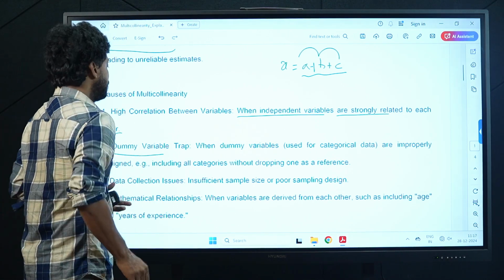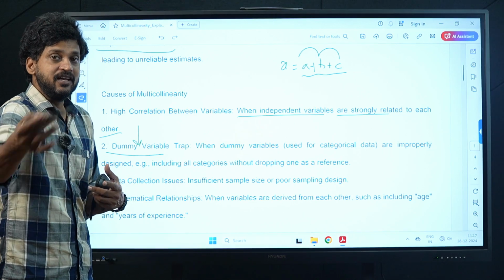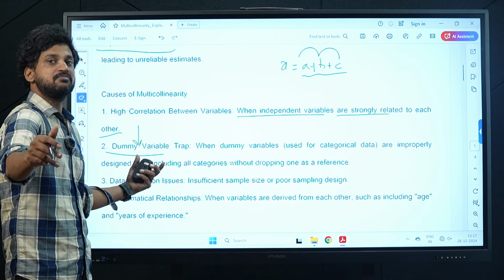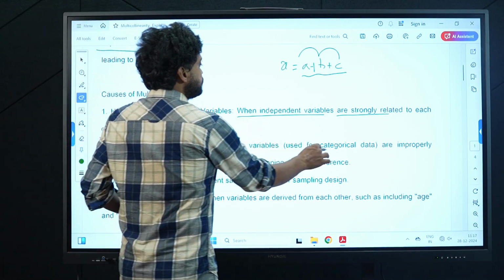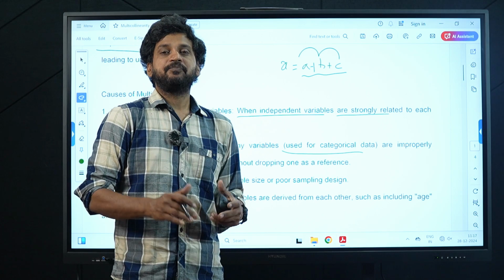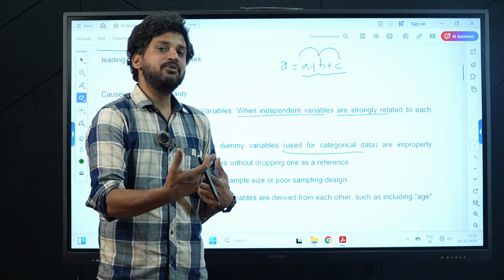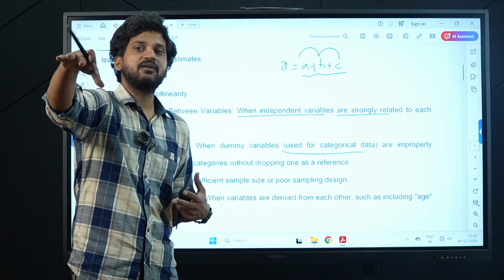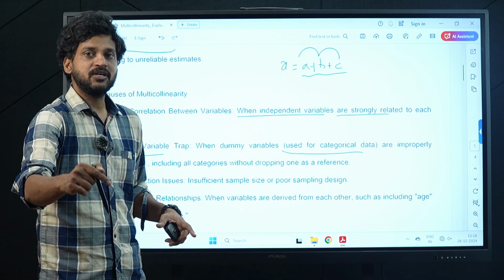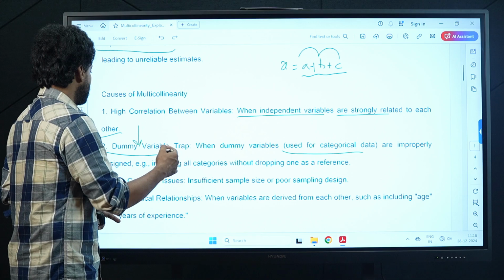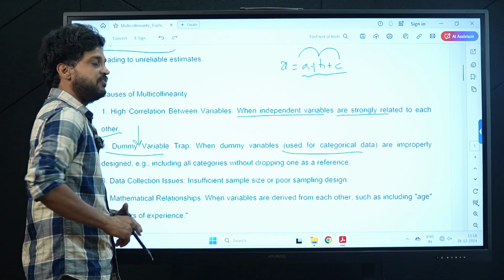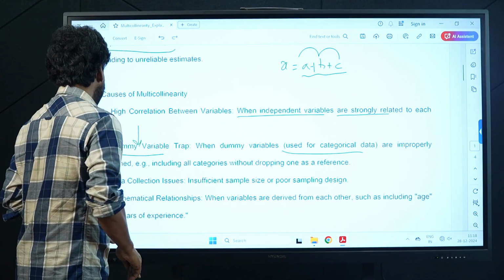And dummy variables, we are going to discuss in the very next session. There also is a significant contribution of the dummy variables towards this multicollinearity, when dummy variables used for the categorical data are improperly designed. In the data, we may need to define some dummy variables to take care of a few things. When these dummy variables are improperly designed, there may be a possibility of multicollinearity. So the improper design of the dummy variable may also lead to this multicollinearity problem.